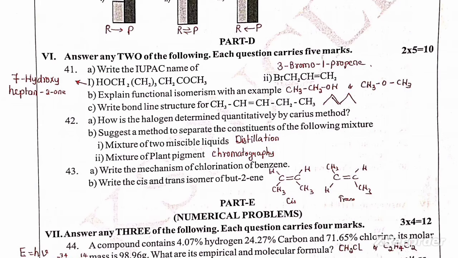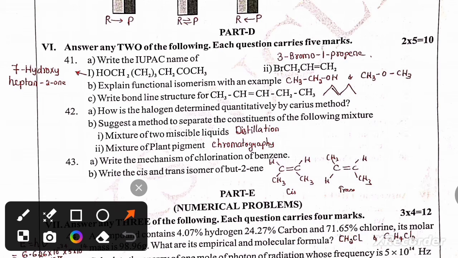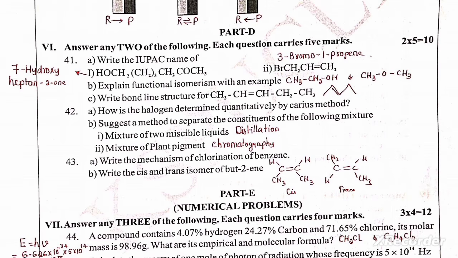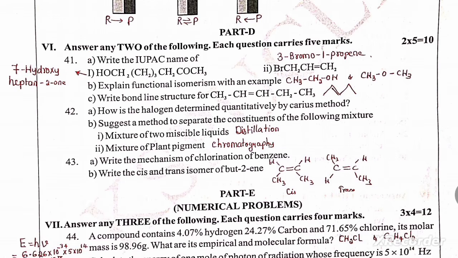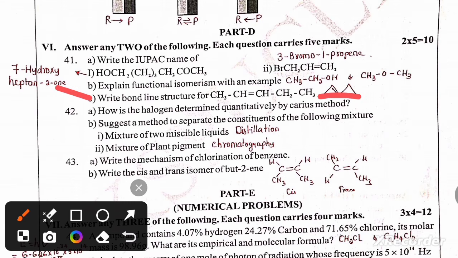Then Part D, organic chemistry. The IUPAC name of the first answer is 7-hydroxyheptan-2-one, and the second formula is 3-bromo-1-pentene. Then B, functional isomers example. Here I have mentioned one is alcohol and one more is ether. Then the bond line structure of this compound I have mentioned.